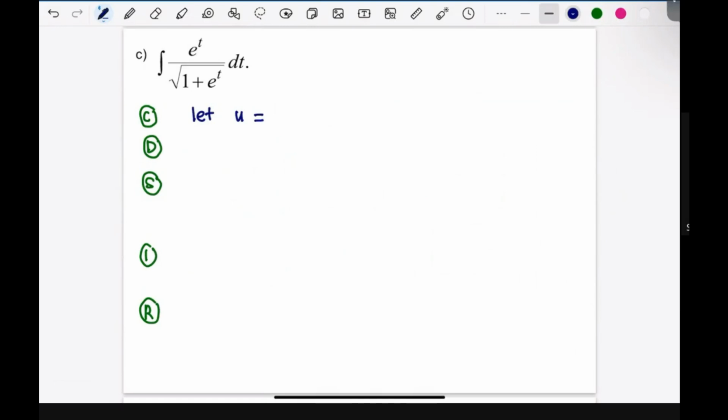Kalau ada function tu yang awak rasa complicated, duduk dalam kurungan, kita ambil yang dalam kurungan sahaja. Kuasa dia tak payah ambil. Kenapa tak payah? Sebab nanti lagi complicated untuk awak differentiate. Dia akan effect dekat second step. Okay, so our u now is 1 plus exponent to the power of t. So du now will be exponent to the power of t dt.